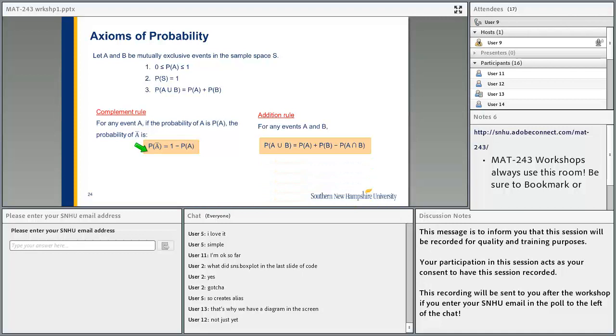Then we have the addition rule. For any events A and B, P of A union B is P of A plus P of B minus P of A intersection B. For mutually exclusive events, if you notice, the third term, P of A intersection B, will be 0 because there is nothing common to the two events. So then you would come back to this axiom, which is P of A union B equals P of A plus P of B.